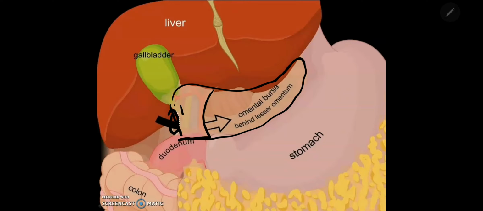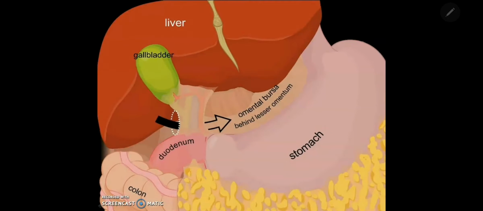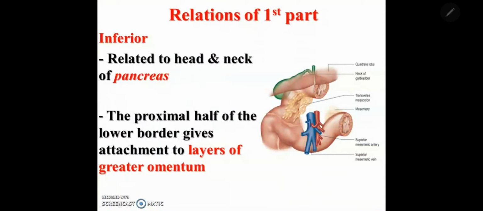this is the hepatoduodenal part of the lesser omentum related to the first half of the first part. The entire thing is first part. So upper border gives attachment to the hepatoduodenal part of lesser omentum, and below it is related to the head and neck of the pancreas, and also to the layers of greater omentum.